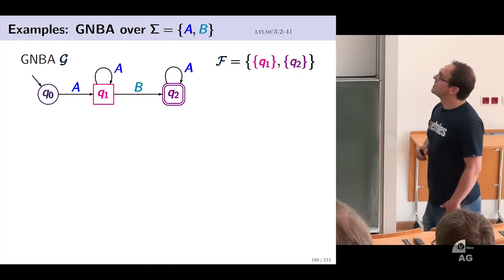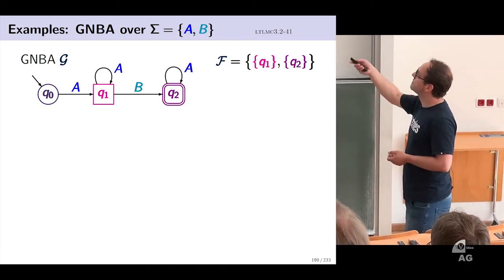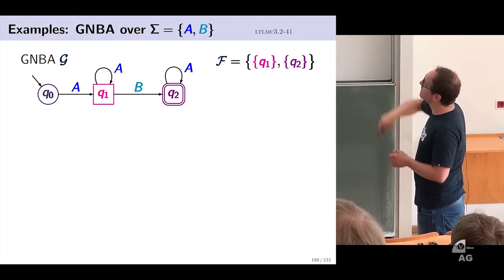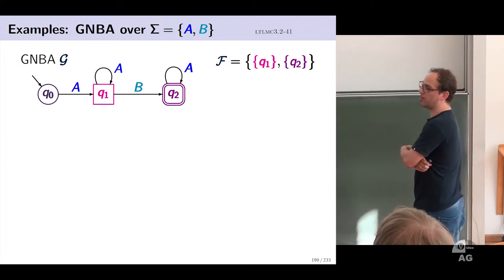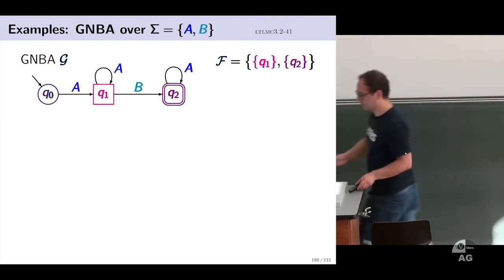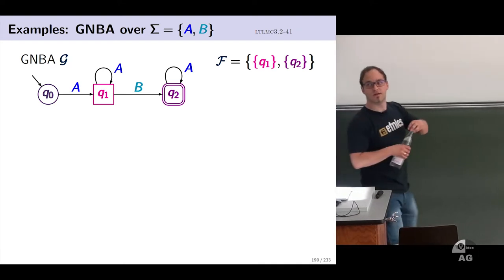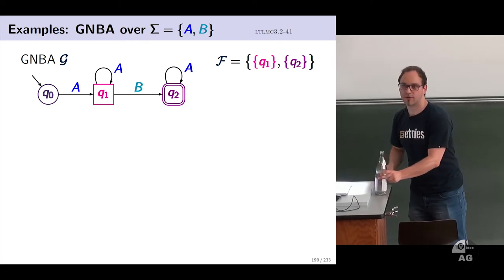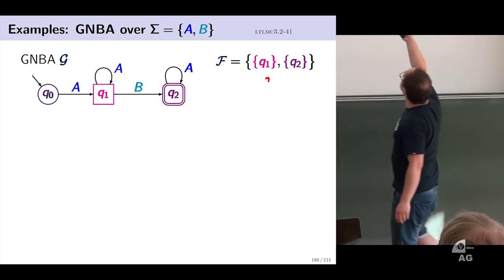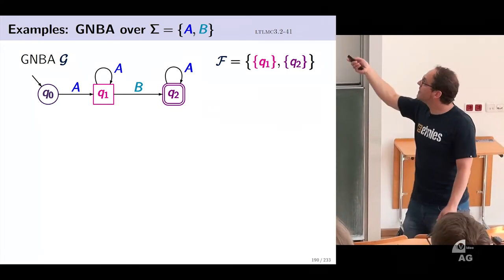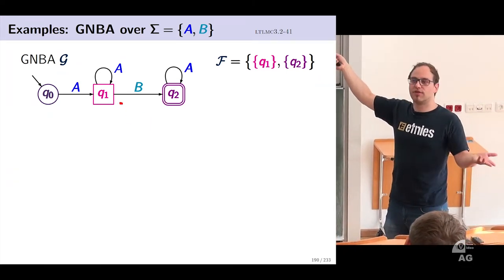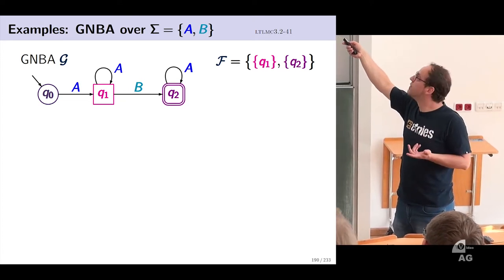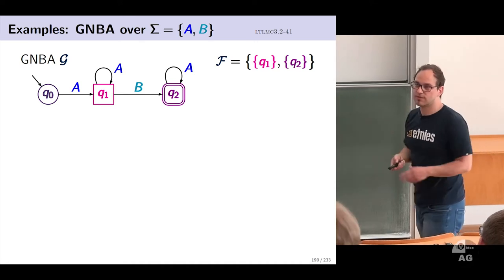Let's look at this generalized non-deterministic Büchi automaton. One initial state, you can read an A here, and with this acceptance condition, what language does the GNBA recognize? Nothing, right? Because the condition says you need to visit Q1 and Q2 infinitely often. Well, show me a run that visits both of them infinitely often. It's not possible because as soon as you have visited Q2, there is no way to see Q1 again. So the language is empty.